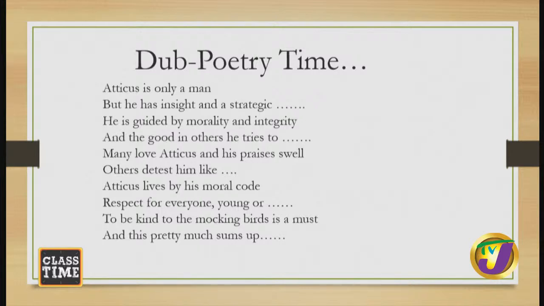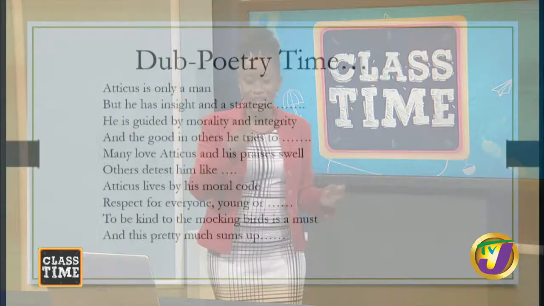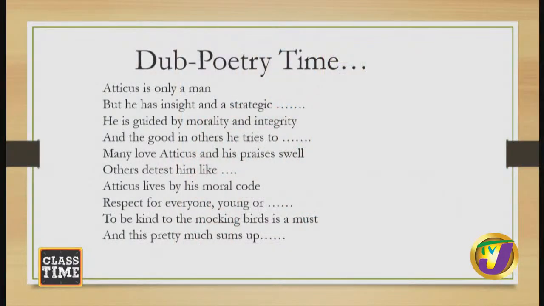Very good. So each time I pause, you'll supply a word that rhymes with the previous word at the end, all right? Let's see if we can get a rhythm going here, and I hope I can remember the word. So here we go. Atticus is only a man, but he has insight and a strategic plan. He's guided by morality and integrity. All right, let's start again. I totally messed that up. Let's go again. Atticus is only a man, but he has insight and a strategic plan. He's guided by morality and integrity. The good in others he tries to see.